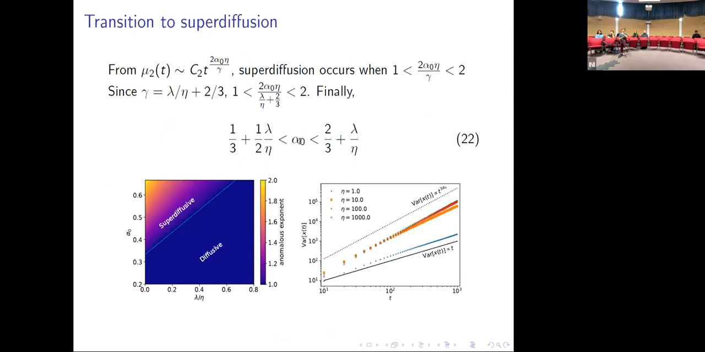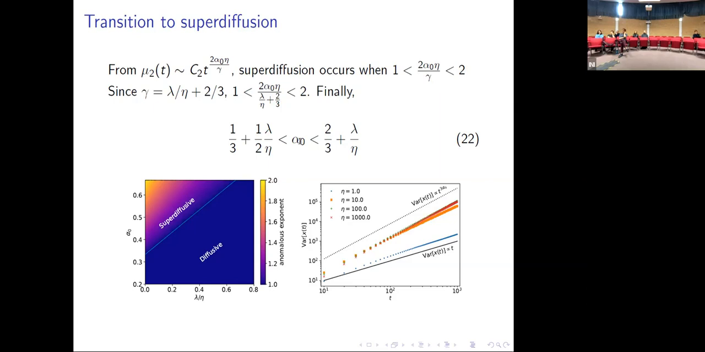Then we can work out when the random walk generates superdiffusion and diffusion. It all depends on the exponential rate at which the particle either runs or rests, so lambda over eta. That's the critical parameter here. And you can see that for values of alpha naught being very close to 2 over 3, you actually get a huge area where you can generate superdiffusion. This was previously not really thought of.